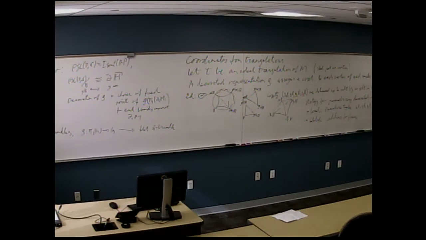Generically is a variety. And you get coordinates from it, but of course this notion depends on the triangulation. This is a variety. So let me just sketch a proof of this.